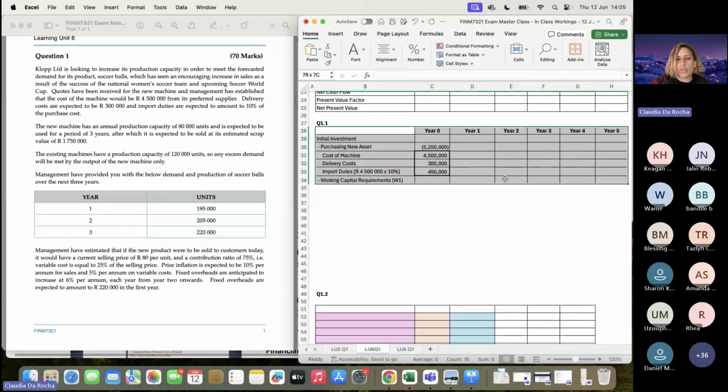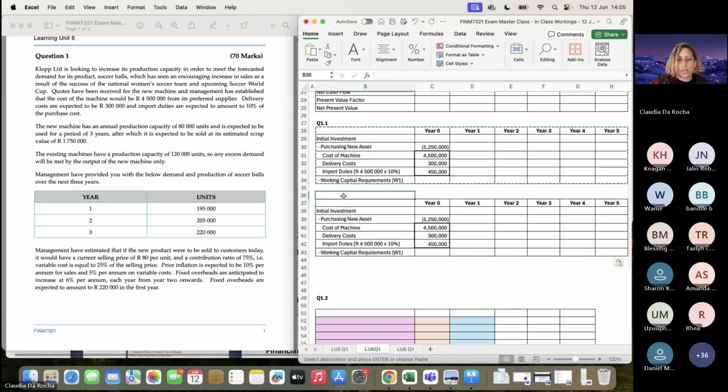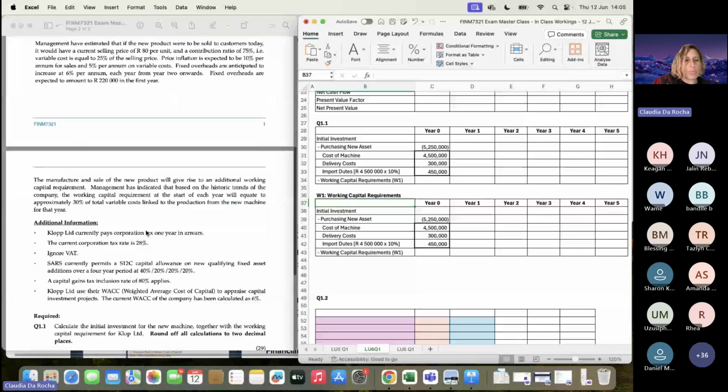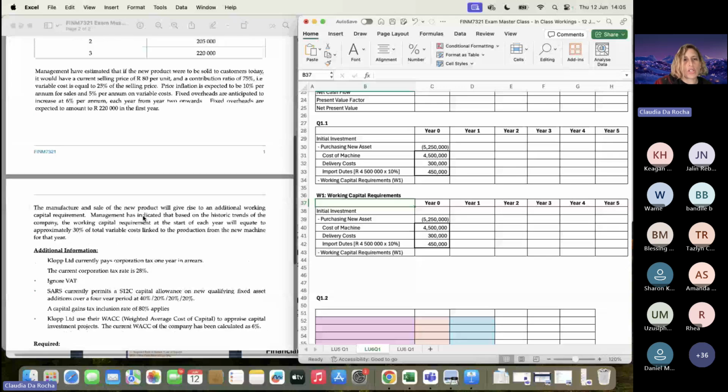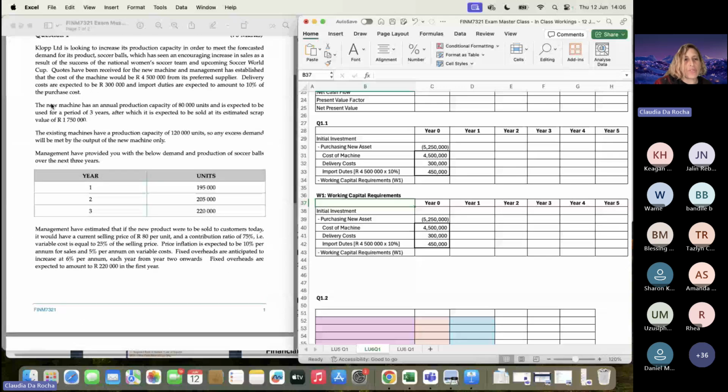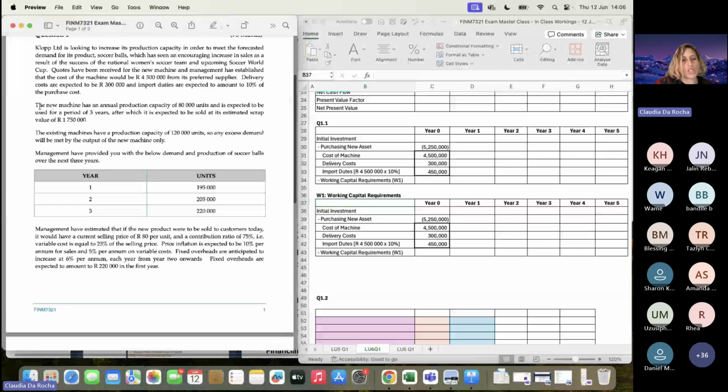I'm going to include the full grid. All right, so working capital requirements. Let's remind ourselves of how we're calculating that. It says the working capital requirement at the start of each year will equate to approximately 30% of the total variable costs. So for us to actually get there, we have to go through this whole piece in terms of the demand. So how do we start?